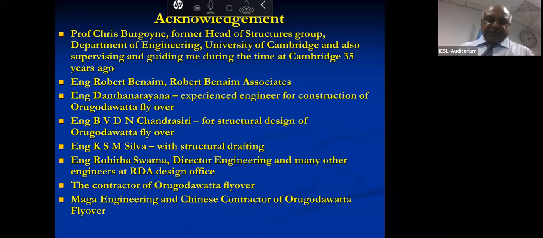And Engineer Robert Benaim of Robert Benaim Associates has written a book. He is a very experienced engineer who ran his company, Robert Benaim and Associates. And Engineer Dandanarayana is a very experienced construction engineer, and he was heavily involved in the Southern Expressway, Matara-Mattala, and the Outer Circular Expressway. Now he is about 75 years of age, and now he's not heavily involved, is it?